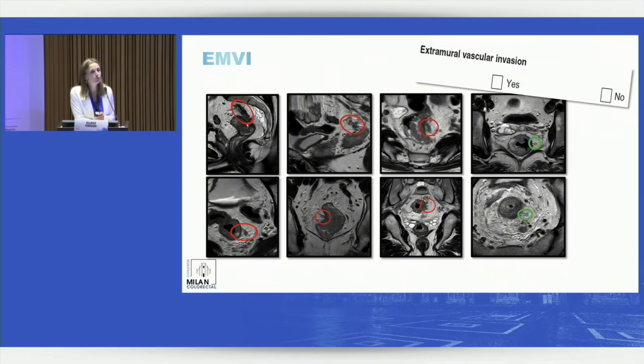So here are a lot of examples, very bulky ones, more subtle ones, but also to indicate that you shouldn't call every vessel that you see an EMVI, because if they are still smooth, not widened or irregular, then these are just normal vessels and not EMVI.